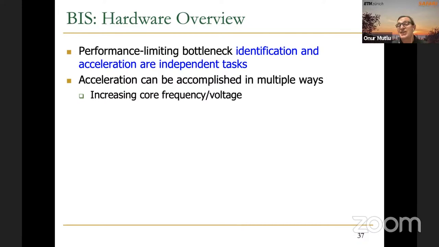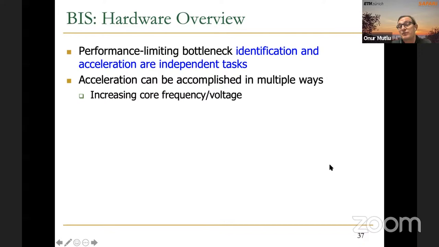So increasing the frequency and voltage may sound like a nice thing to do, an easy thing to do, and it's clearly an easy thing to do. That's why it's done in industry right now. I think Intel called this thread boost, or something like this. Different companies call it different things, but certainly this has been implemented by industry. Whenever you have only one core running, for example, you boost the frequency and voltage. You can do the same thing if you have a critical computation running on one core, basically.